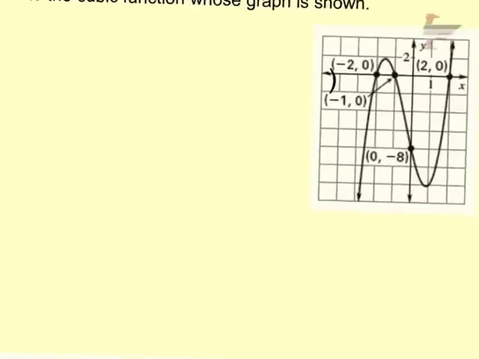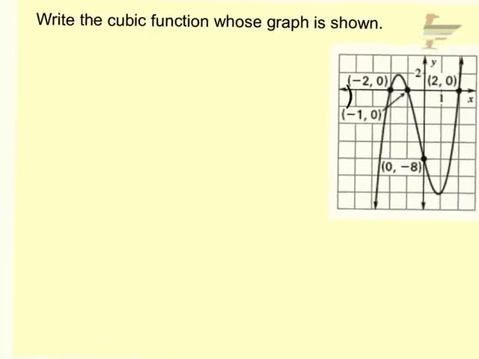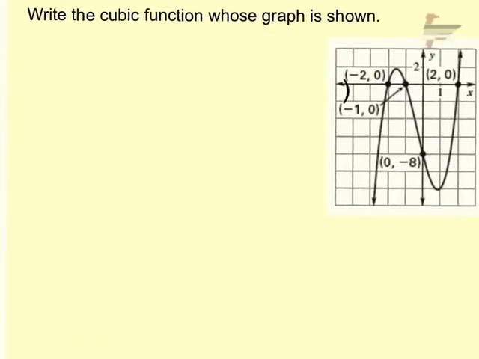But anyway, you can see that there are x-intercepts at -2, -1, and +2. And then you can note the y-intercept is also at (0, -8). So if you know x-intercepts, how can you use those to write this function?